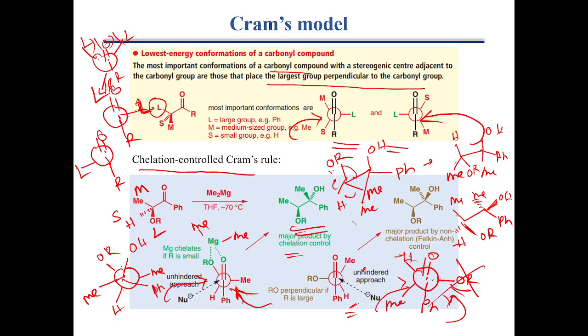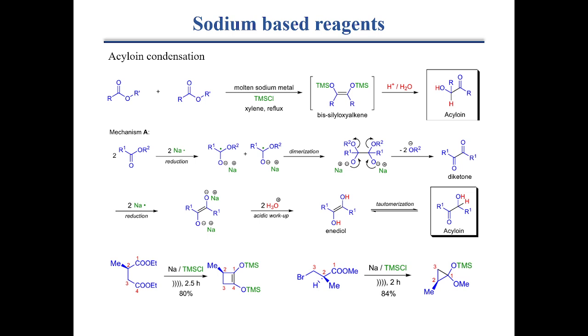So this is explained by Cram's model. In Cram's model, the larger group should be perpendicular to the carbonyl to minimize the energy state. But in presence of chelation, such as if there is an OR group or any kind of group that can chelate, due to the chelation the chelation control product should be the major product.